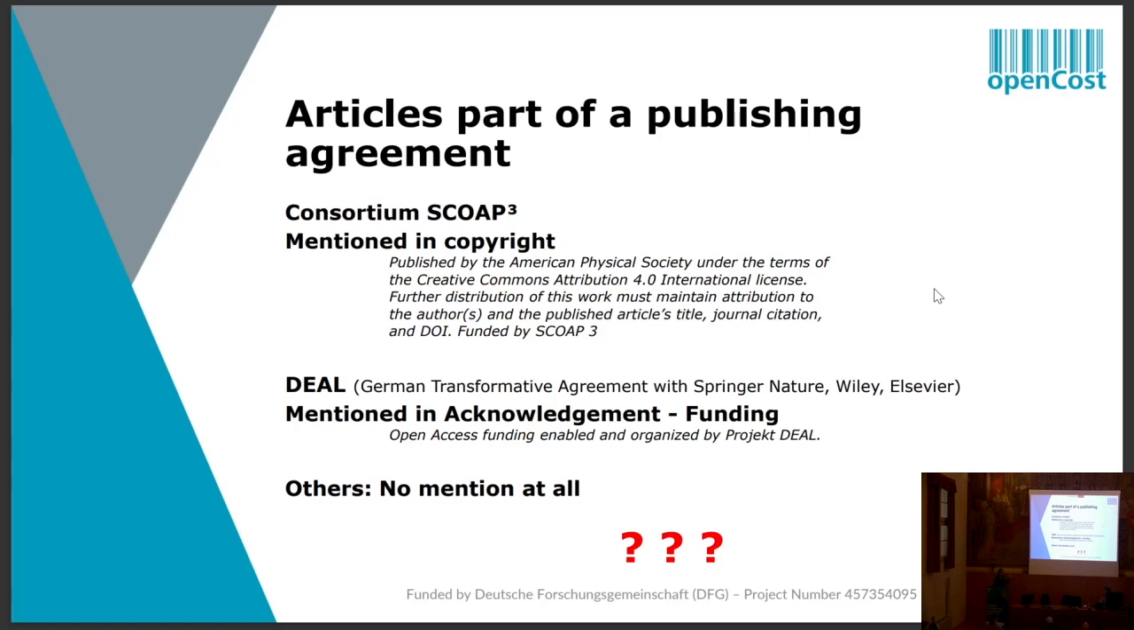I've just put in two examples. One example is the SCOAP3 consortium. If you look at a publication, it's mentioned in the copyright that it is published within the SCOAP3 consortium. If we look at the big transformative agreements in Germany, they are mentioned in the acknowledgement. I don't know if it's the right place, but it's mentioned there. And in other transformative agreements, it's not mentioned in the text at all.